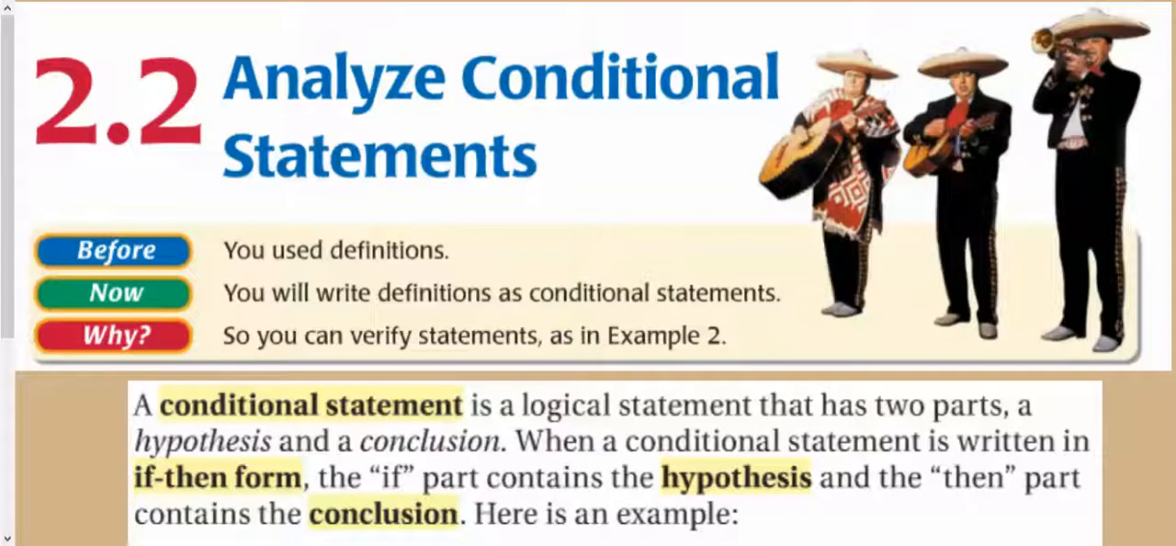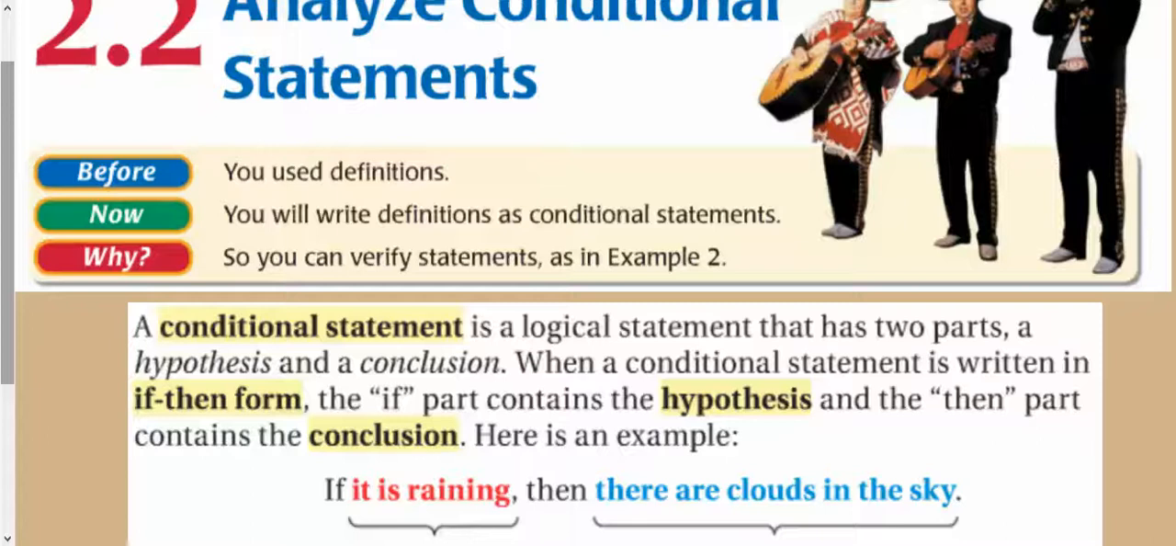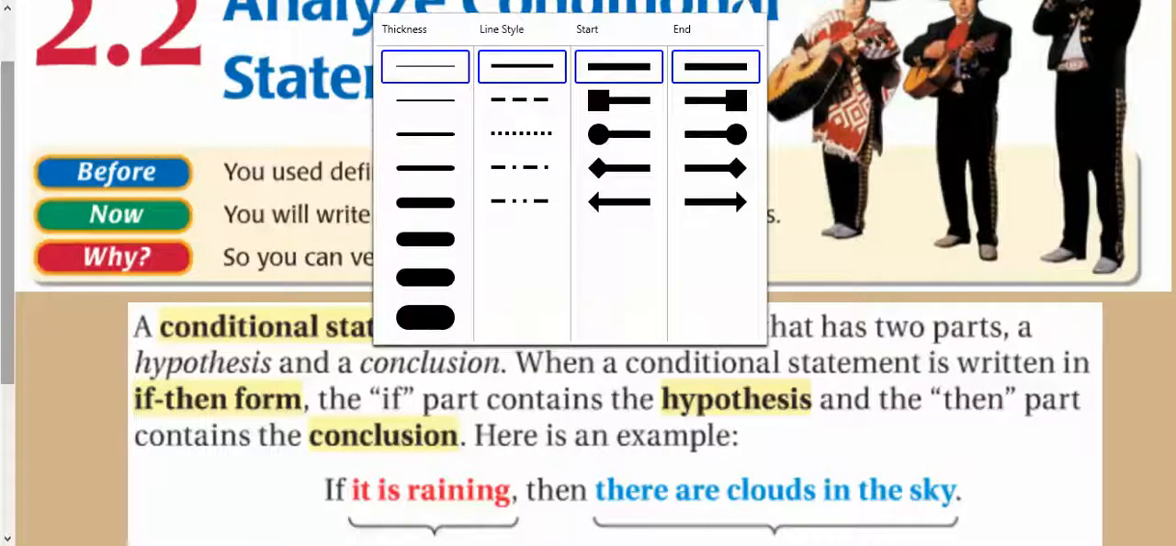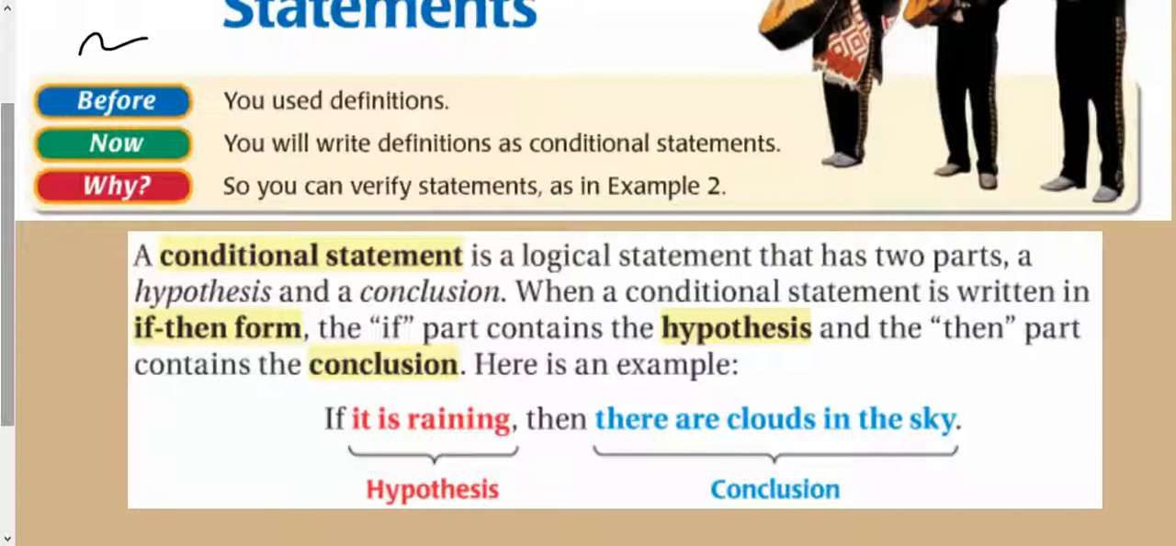Okay, what we're going to be doing is analyzing conditional statements today. Some big vocab words. A conditional statement has two parts, a hypothesis and a conclusion. So we're going to be dealing with if-then statements. If this happens, then this happens. So a conditional statement is a logical statement that has two parts, our hypothesis and conclusion.